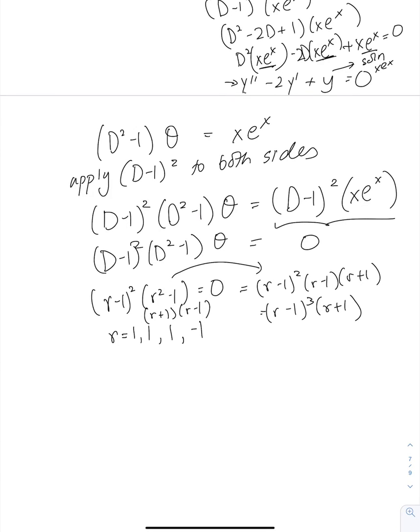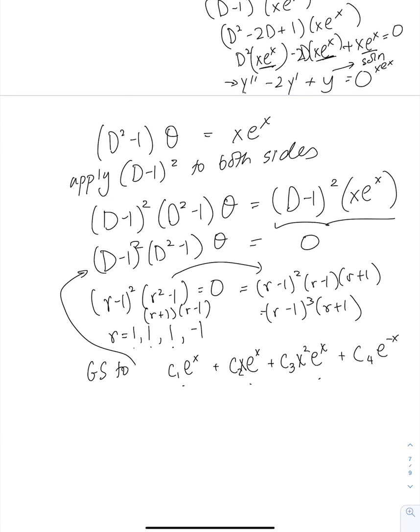So what will be a general solution to this homogeneous equation? It'll be C1 e to the x plus C2 x e to the x plus C3 x squared e to the x. Correct? Because it's repeated 3 times, we have this as the part which takes care of the root r equals 1, and then plus C4 e to the minus x. So that's the general solution to the homogeneous.